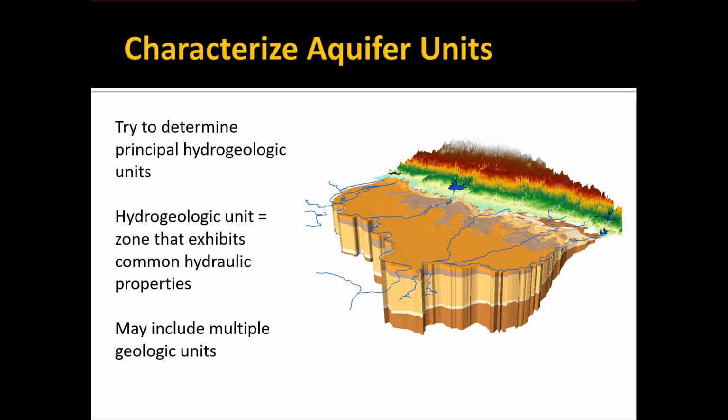Part of developing your conceptual model is to characterize your aquifer units. And when we do this, we use a term which is called a hydrogeologic unit, often abbreviated to an HGU. These are parts of your aquifer that exhibit common hydraulic properties. Sometimes you may lump together multiple geologic units, like multiple rock layers. If they have about the same permeability or hydraulic conductivity, you would maybe classify them as a single hydrogeologic unit. Sometimes you just use a single unit for the whole thing. You just lump everything into one. Other times you use multiple units.